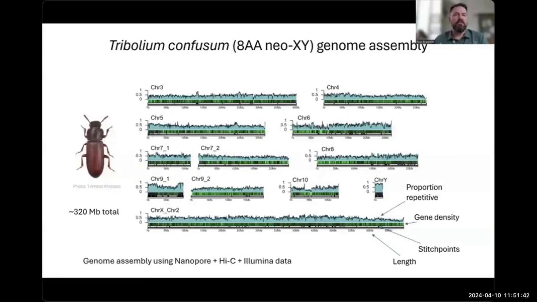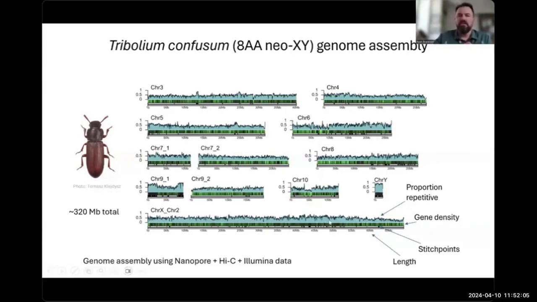So we did a genome assembly for Tribolium confusum, which is closely related to Tribolium castaneum, which is kind of the model beetle species. This beetle has a neosex chromosome, and what I'm showing you here is the results of that assembly. This is using nanopore plus Hi-C and then some Illumina data to polish it. We get near chromosome level assemblies for everything but a few of the chromosomes.